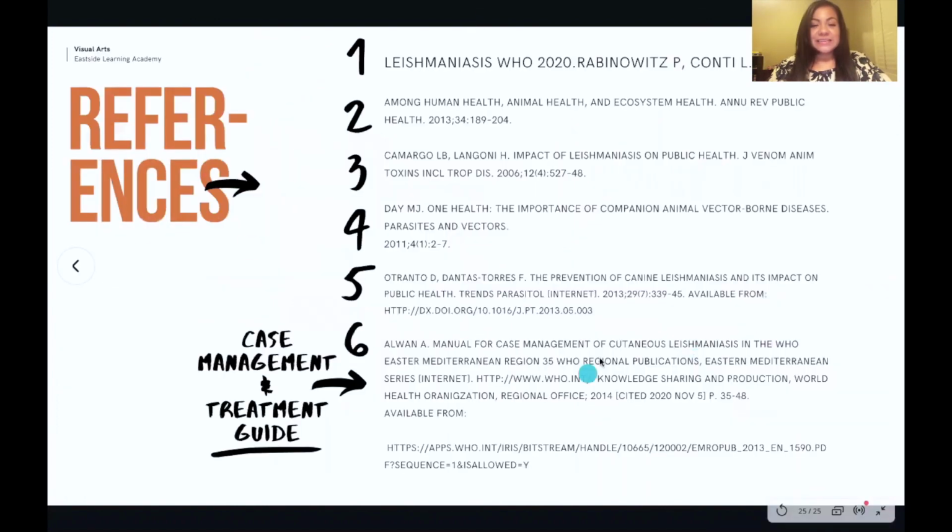These are my citations, and this is one that I wanted to kind of highlight. This is the case management and treatment guide at WHO. It goes into things a little bit more in detail, and you're free to take a look at that if you are interested.